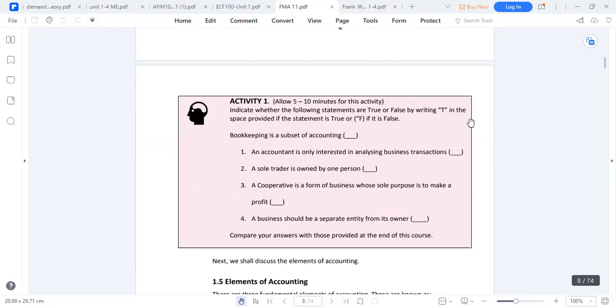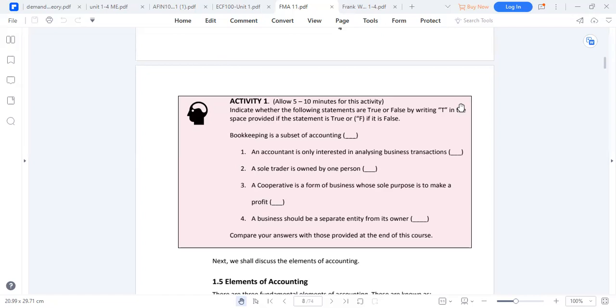Let's do a quick check: can you remember? True or false? Bookkeeping is a subset of accounting. Is that true? Yes, it's true. A sole trader is owned by one person. True or false? True. A cooperative is a form of business whose sole purpose is to make a profit. True or false?